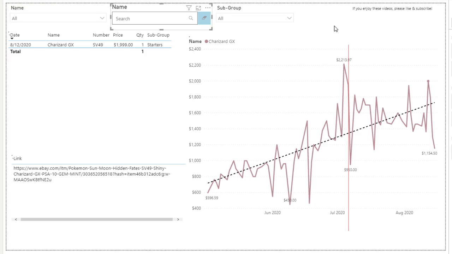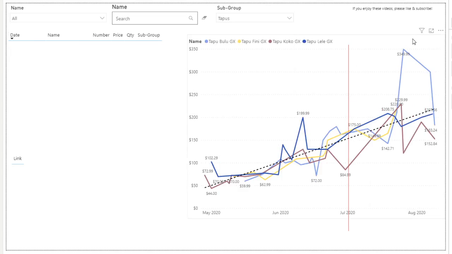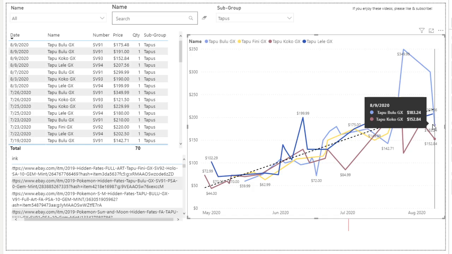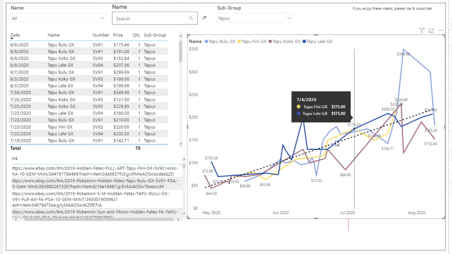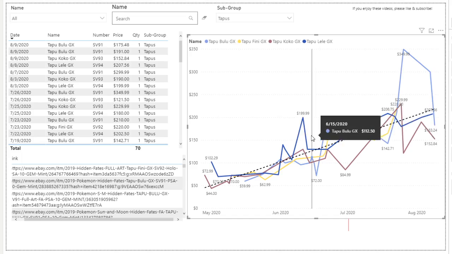So let's select everything else. Next up, we're going to choose the Tapus. All right, so you can see Tapu Bulu shot up and then tapered back down to where the angle it was going before. Like over here, it was 175. Then now it's at 183. So this just seems to be a couple of outlier sales, and then it's still on a steady increase.